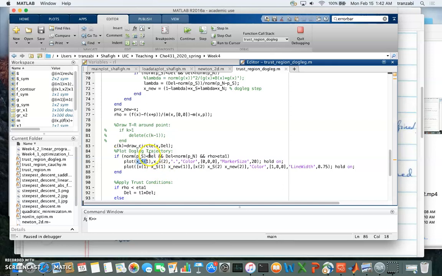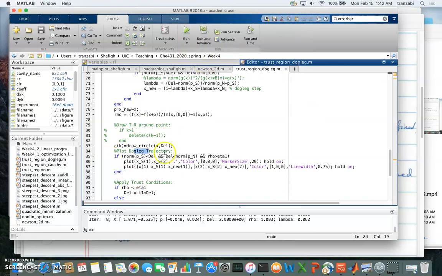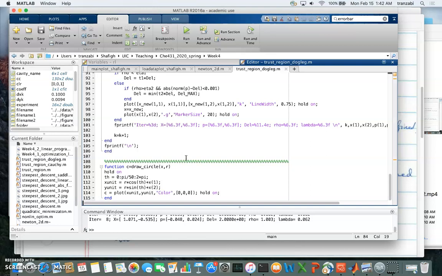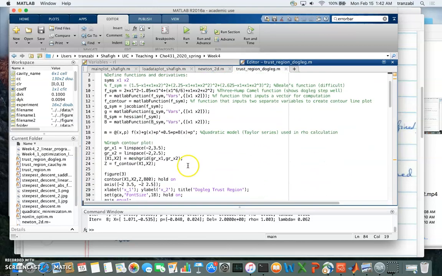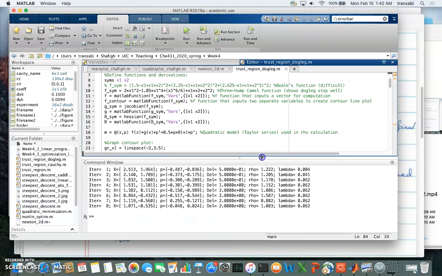So this is basically to plot the trajectory of how the dogleg method is converging to the solution. Once I do that, you see what I mean by this. Okay, let me just continue running the code. Let me just make sure that it didn't stop somewhere. No, I think I got the solution. So let's look at that.